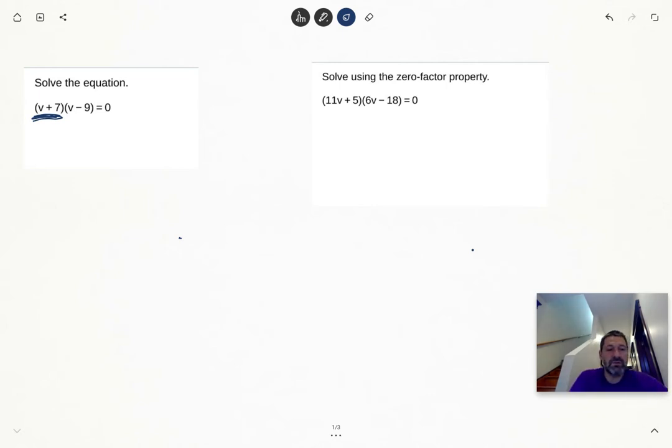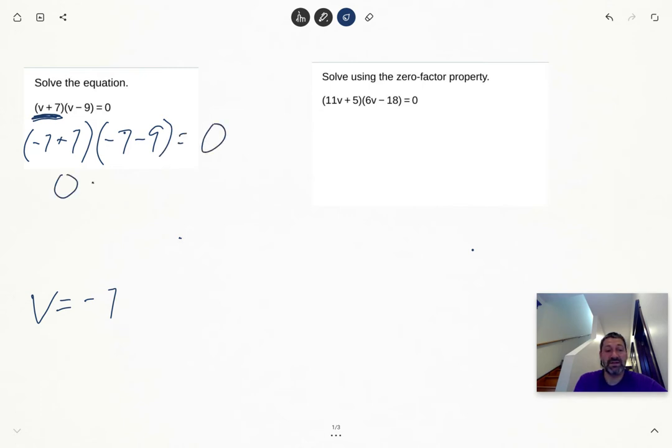Well, I could do a -7. If I put a -7 in, that first term is going to give us zero, and then it doesn't matter what the second term is, because zero times anything is going to give us zero. Okay, so therefore that makes that a solution to that equation.